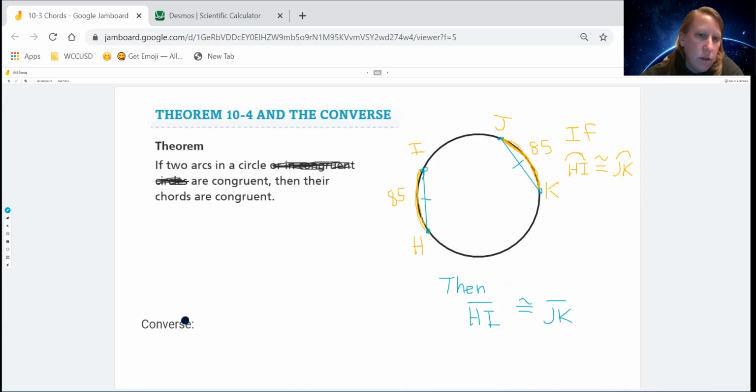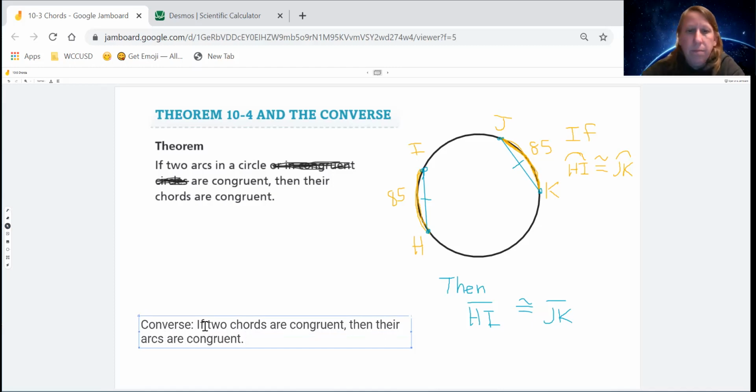Anyone want to try the converse? Okay. If two chords are congruent, then their arcs are congruent. Something like that. So it works both ways. It's basically this is how much of the circle you have. And if these numbers are the same, then these numbers are also the same. So if this was 5, this would also have to be 5. If it was 24, this would also have to be 24.